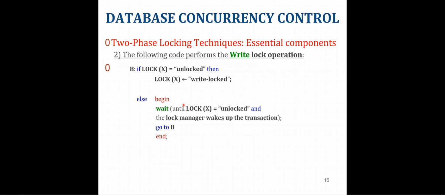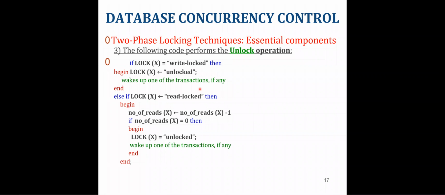If there is other item reading, we have to wait. So if you have to wait, you have to wait till the data item gets back as unlocked. And then when the lock item has been assigned to unlocked, you will just go back and check it. If it is unlocked, you will change it to read or write locked. And the last thing that we have is the unlock operation.